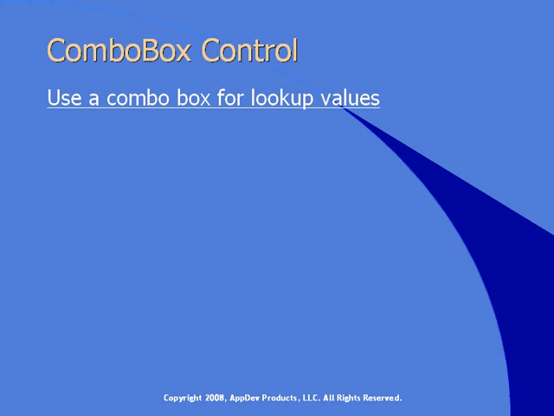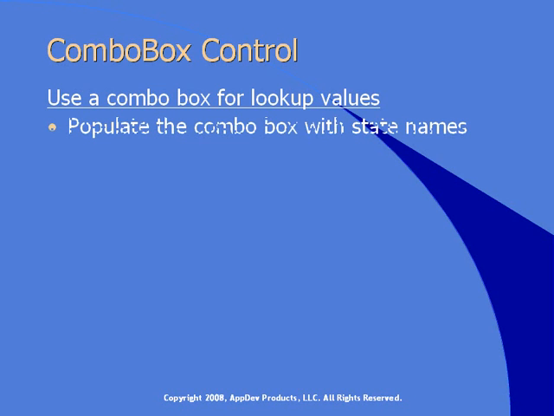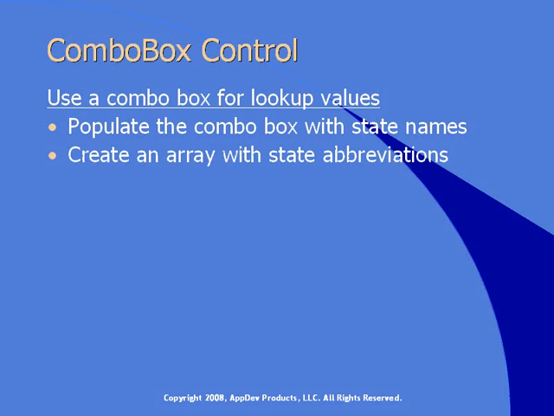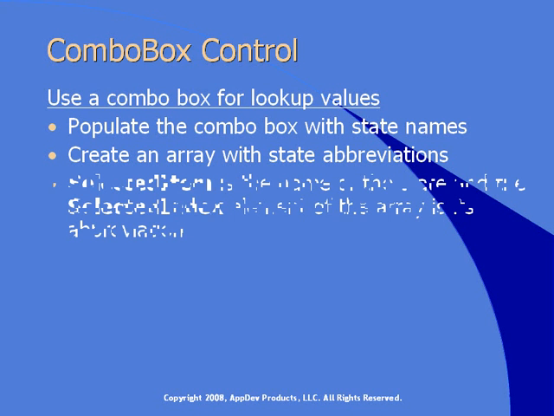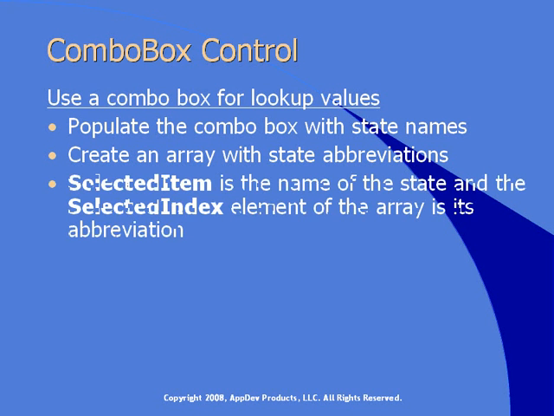So you'll often use a combo box for lookup values. Customers, shippers, states, currencies, etc. So in the demo, we're going to see a combo box that displays state names. So the first thing you do is populate the combo box with state names, because you're going to display the actual names. But maybe what you want are the abbreviations for the states. So then you can create an array with state abbreviations, and then selected item is the name of the state, and selected index would correspond to the position in the array. So let's go see how to do this and other techniques with combo boxes in a demo.